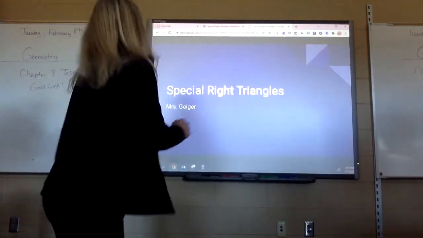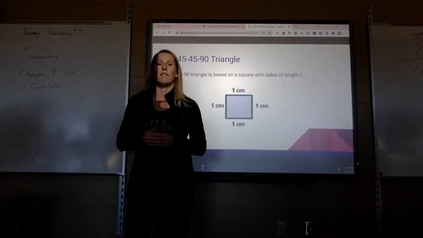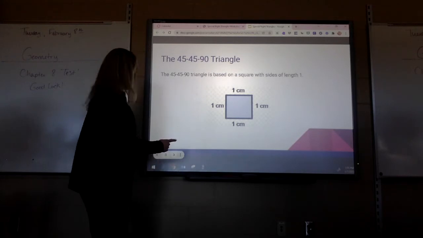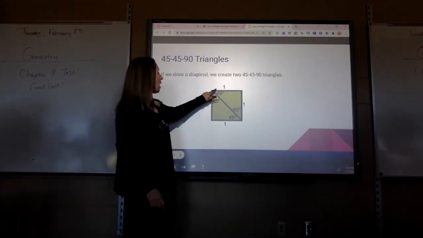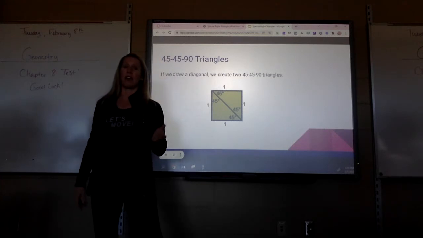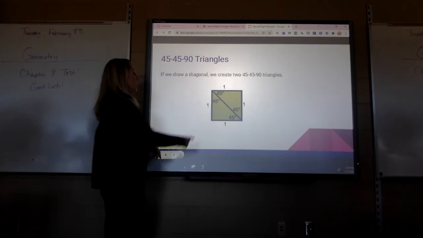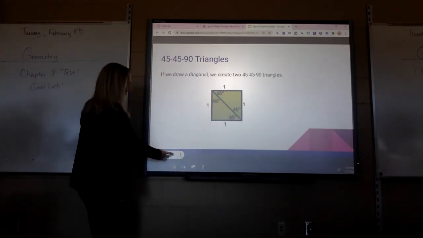Okay. So, very, very important lesson. A 45, 45, 90 triangle is based on a square where every side is 1. If we were to draw in a diagonal in a square, that's going to cut that 90-degree angle in half and create two 45, 45, 90 triangles.